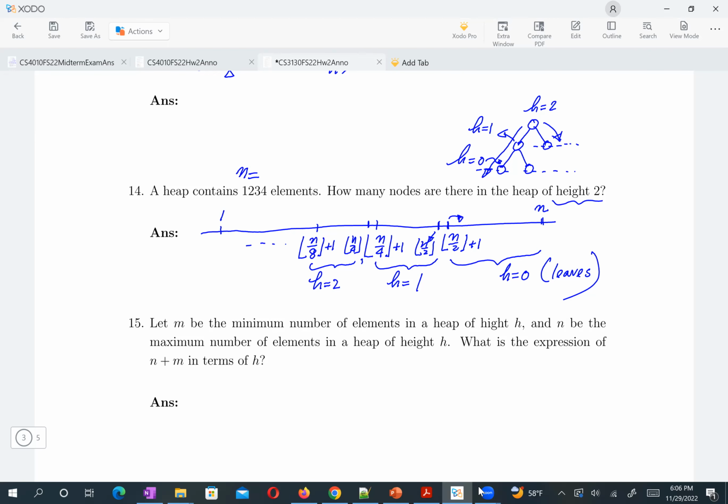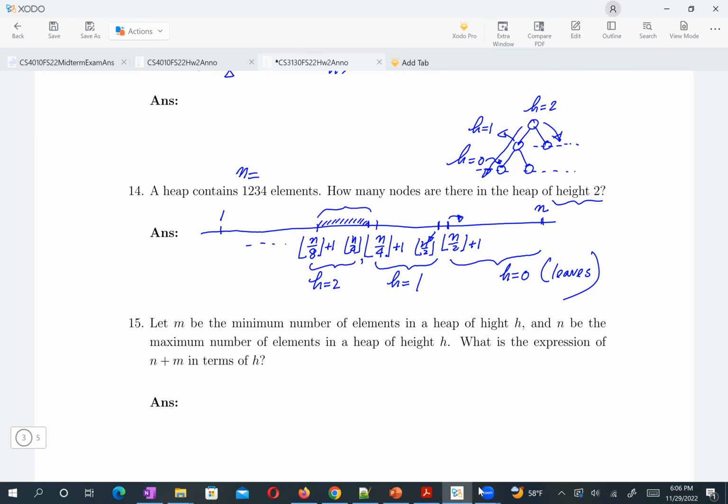So here, how many nodes are there in the heap of height 2? Height 2, here. This question, I ask you: how many nodes are in this subinterval?